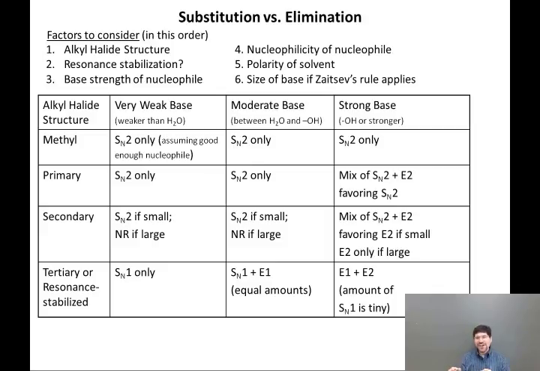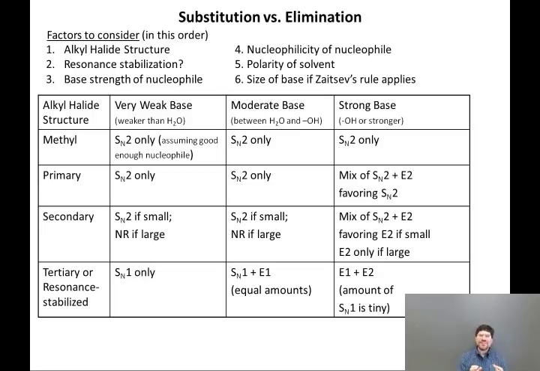If, however, you have a strong base, hydroxide or stronger, then you could have a mixture, or will have a mixture, of the SN2 substitution product and the E2 elimination product. But in this case, with primary, SN2 will be the major product. And the reason for that is primary is more sterically accessible for the nucleophile to come into the backside of the carbon containing the leaving group and do substitution.